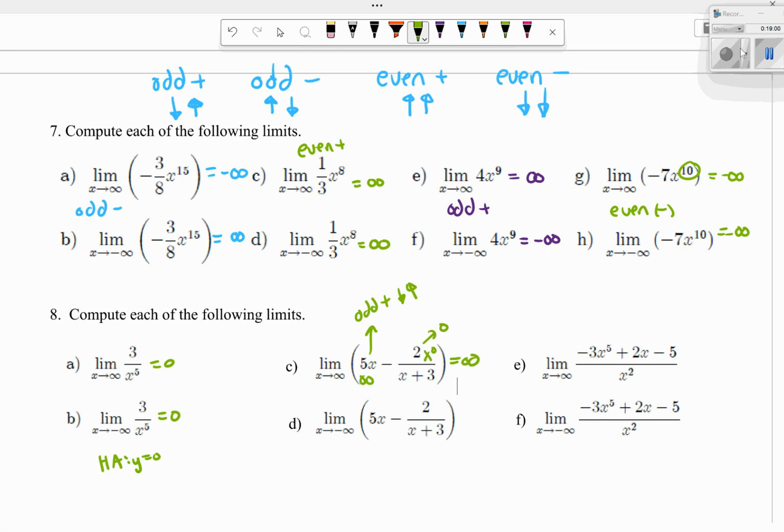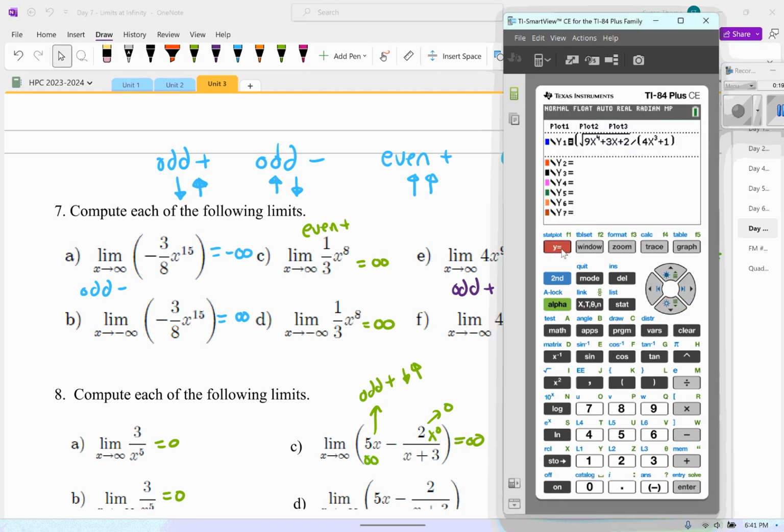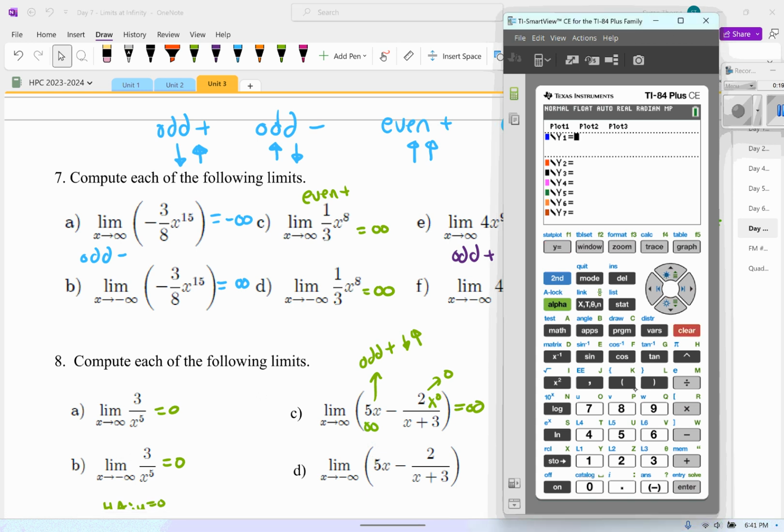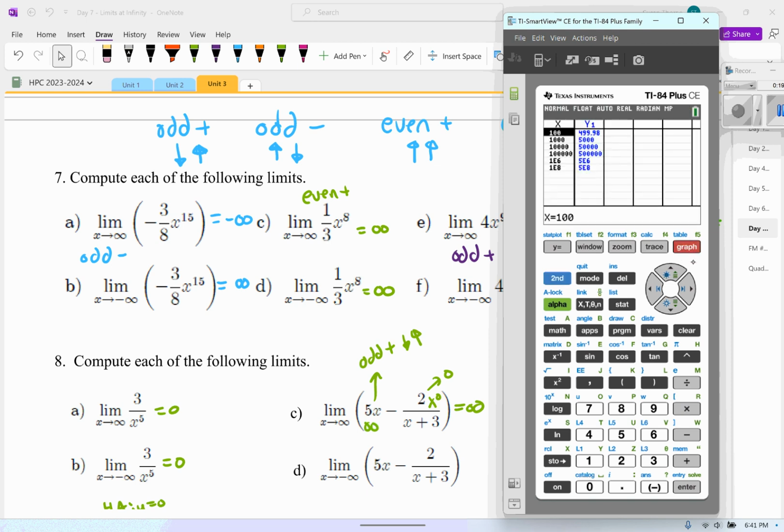But let's get out our calculator. If we plug this into our calculator, we have 5x minus 2 divided by x plus 3. Make sure you put that x plus 3 in parentheses. Then if we go to our graph, we can look at the second table, where we're plugging in larger and larger values. You can see that the larger and larger your values get, the larger and larger the number gets. So we're going to infinity.